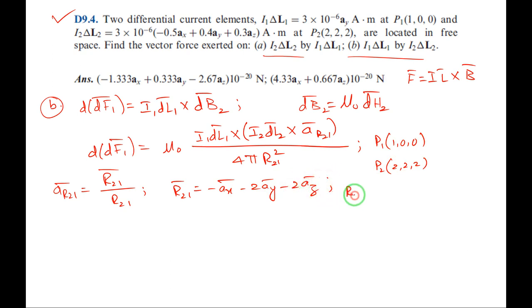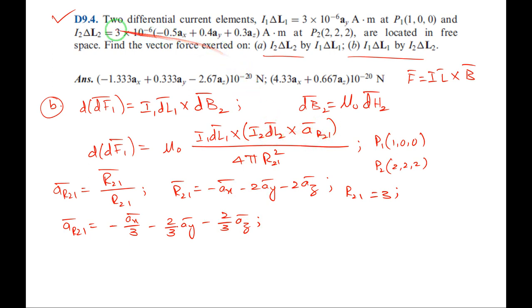So find the magnitude R21. Under root of 1 square is 1, plus 2 square is 4, plus 2 square is 4 once again. So I am getting 3. So we'll find aR21. This is the vector divided by magnitude 3, so we will divide and write. Simply, minus ax by 3, minus 2 by 3 into ay, minus 2 by 3 into az. Okay.